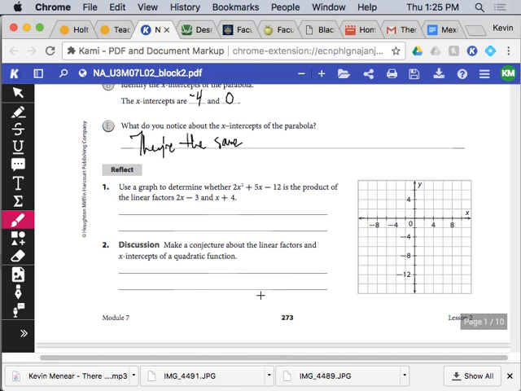What do we know about the x-intercepts of a quadratic function and the x-intercepts of the linear factors? They're the same. Yes. Good. They're the same. You see, we've said that like 5 times today. Because that's the big idea. The big idea is the zeros of a quadratic function and the zeros of its linear factor are the same. Good.